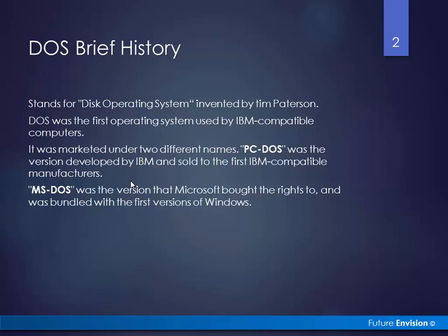PC-DOS was the version developed by IBM and sold to the first IBM compatible manufacturers. On the other hand, MS-DOS was the version that Microsoft bought the rights to and was bundled with the first versions of Windows. So PC-DOS was for IBM compatible manufacturers, and MS-DOS is pre-installed nowadays with Windows, and in this course we will use MS-DOS.